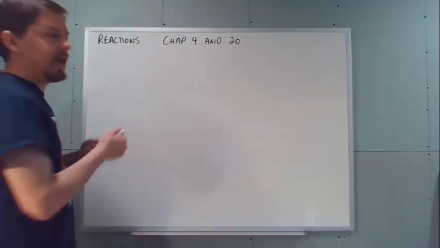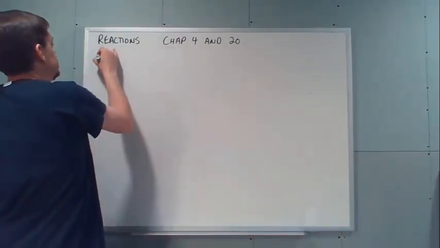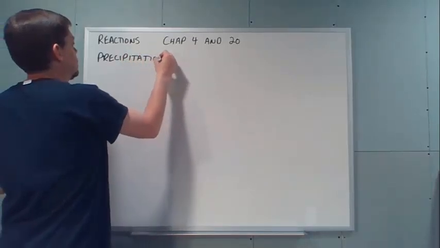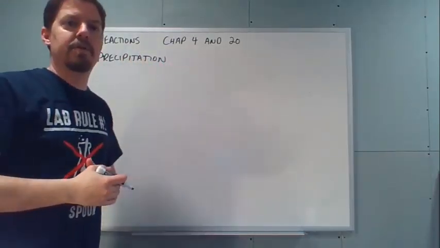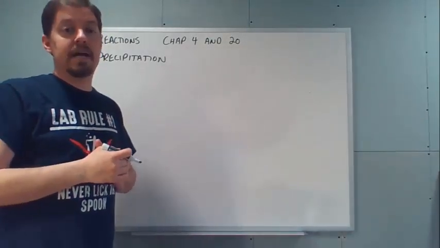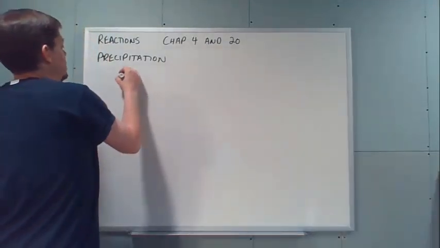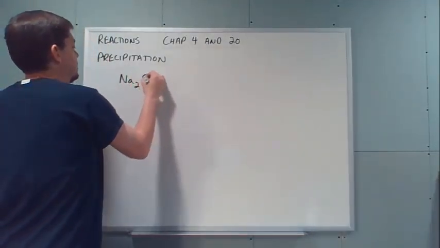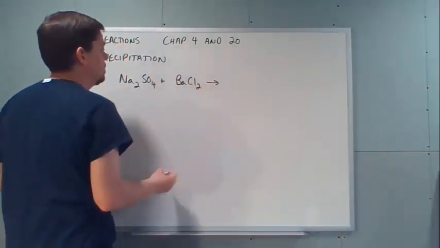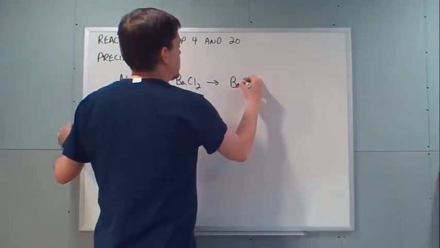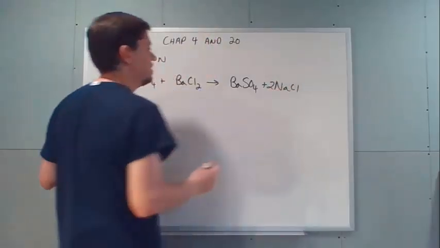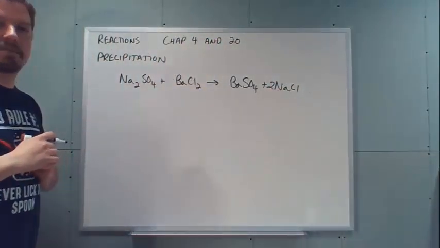All right, the next type of reaction is precipitation. A precipitation reaction is when you're dealing with aqueous substances, you put them together, and it gives you some sort of solid. So you take sodium sulfate and barium chloride, and you put them together, and we're going to get barium sulfate plus sodium chloride. There's your old-fashioned double replacement reaction.